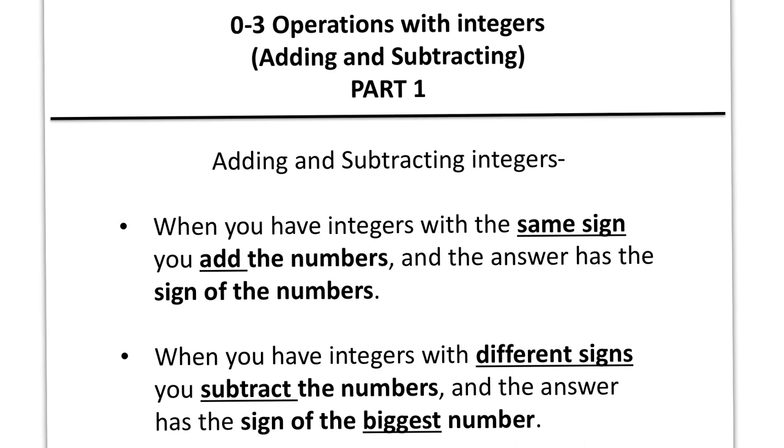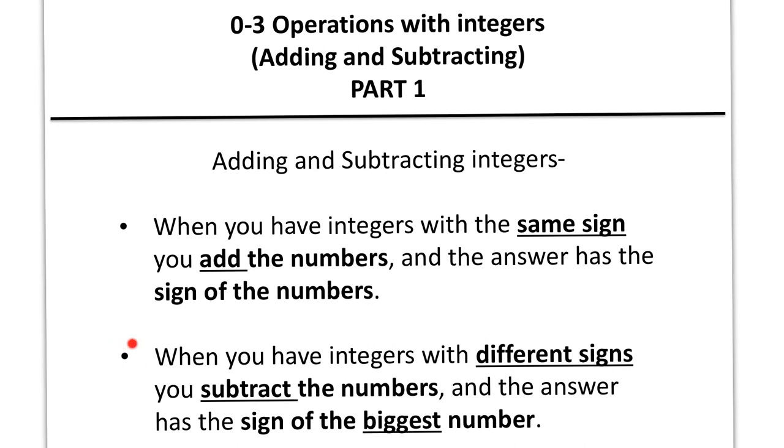Rule number 1, right here, bullet number 1. When you guys have integers with the same sign, so you have 2 integers, negative, negative, or positive, positive, you're going to add the numbers, and the answer has the sign of the numbers. So if you guys have 2 negatives, the answer will be negative. You add the numbers. If you guys have 2 positive, the answer will be positive. Now keep in mind, we are adding or subtracting integers. So don't get confused with the rules that I'm going to show you when we multiply or divide integers. This is adding or subtracting. So when you guys have the same sign, you add the numbers and keep the sign of the numbers. That's going to be your answer, the same sign of the numbers.